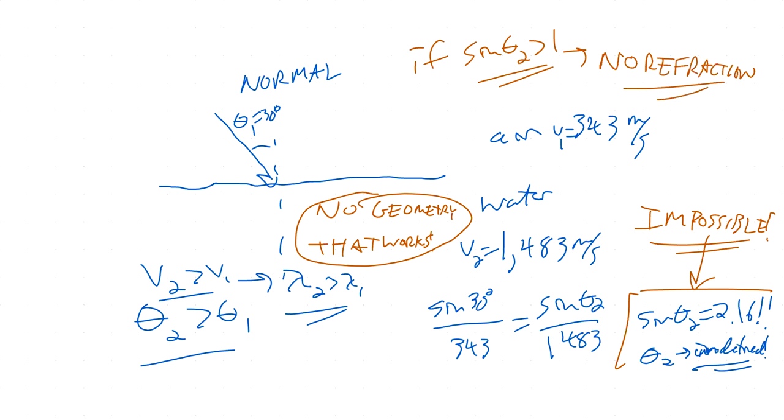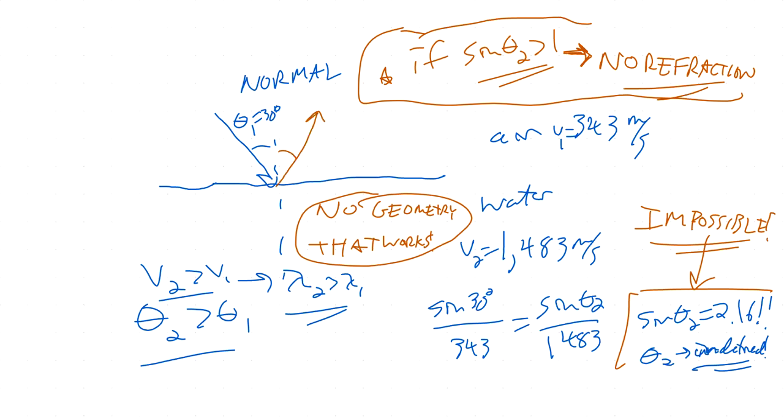And I hope that makes sense, because I think that makes tons of sense. And that's really awesome, that the mathematical impossibility reflects a physical impossibility. So there is no geometry that works to allow the wave to go through the boundary from one medium to another. So what happens is that the wave has to come back. It becomes an impassable boundary, and it just reflects.